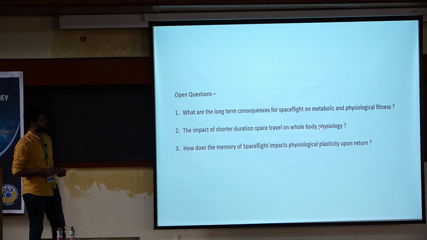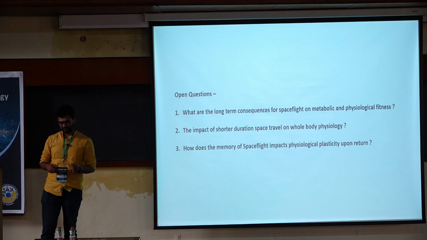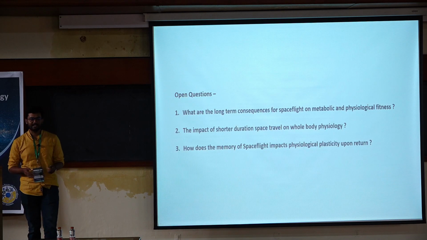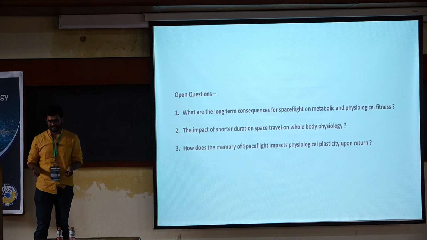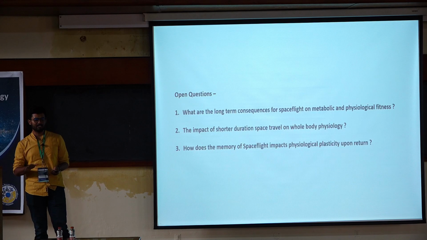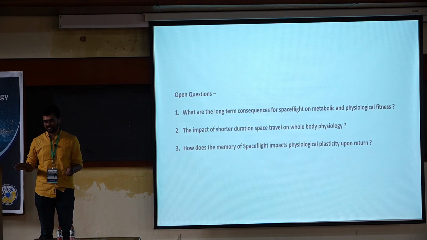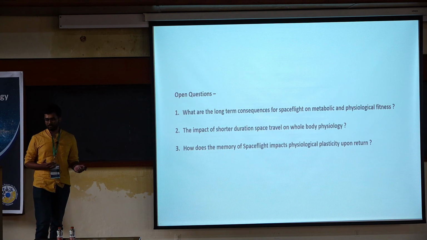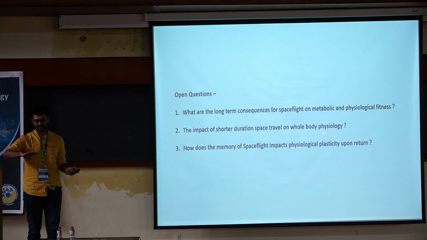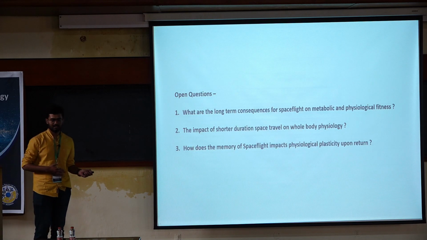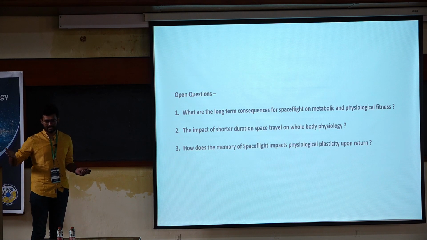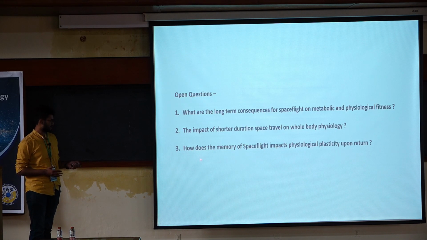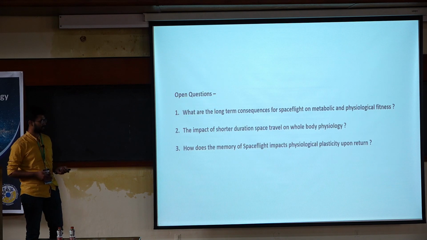Second, the impact of shorter duration space travel on whole body physiology. The Gaganyaan mission, as we previously said, can span anywhere from 1 day to 7 days. Now in fruit fly model systems, mainly what has been studied is around 14 to 15 days of space travel. So the Gaganyaan mission gives us a very useful model to study shorter duration space travel, which will become very relevant because of the current scenario in which people are starting to go back to space for short travels in low orbits.